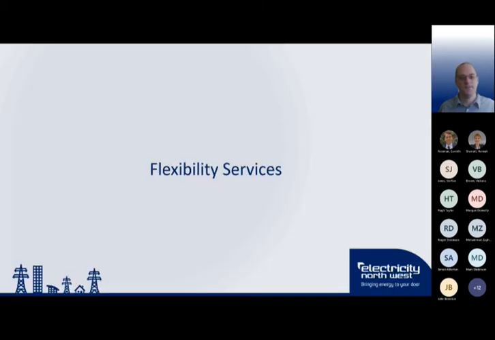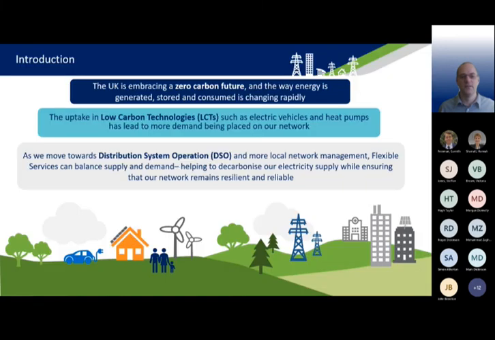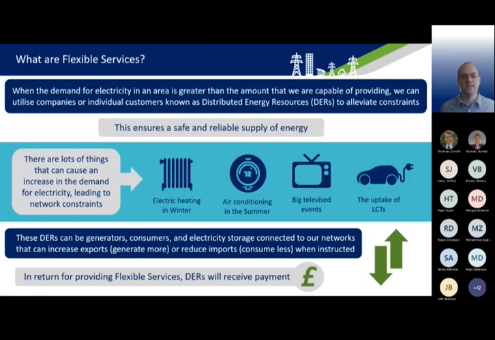The next bit I'm going to talk about is flexible services. So this leads on quite nicely. In order for us to reach our net zero future, the way that we run the network is changing. We're moving towards distribution system operation, and that means that we will have more local network management, and we're bringing on these flexible services which will help to manage the network. So a flexible service is where we will pay generators or demands to help change the amount of energy running through the network.